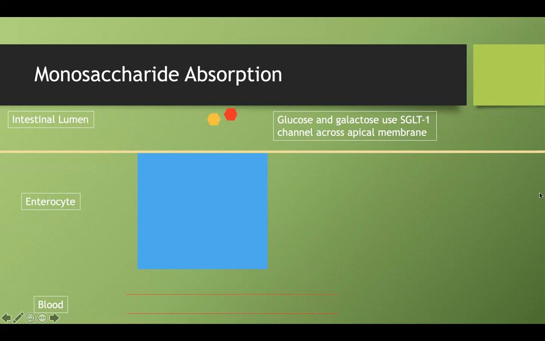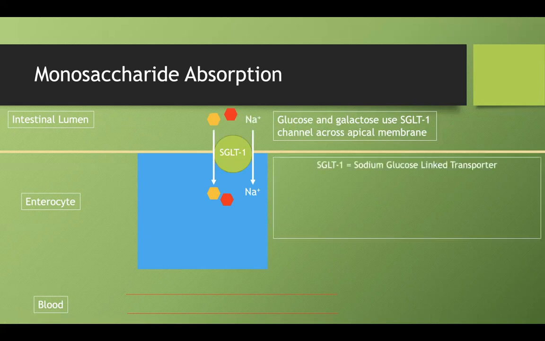And so if we have some glucose and galactose here, they can use this SGLT1 channel to enter the cell. And what does SGLT1 stand for? That is our sodium glucose linked transporter. It's easy to remember that it's a sodium.